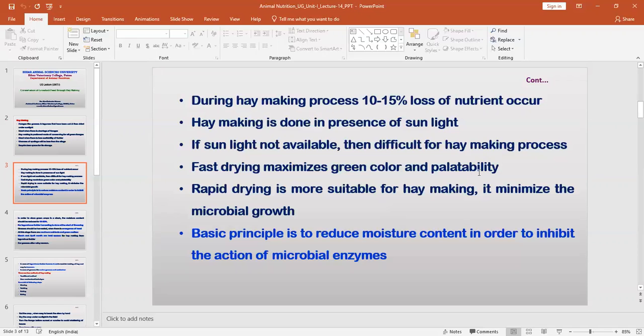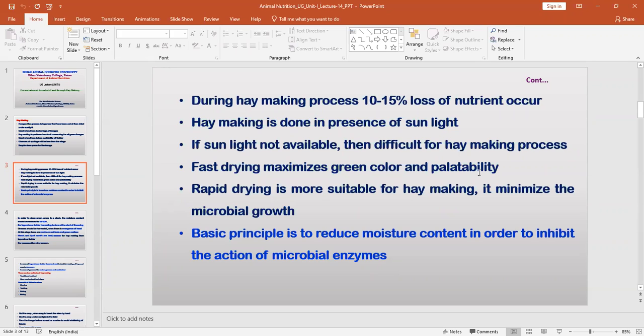If sunlight is not available, then it is very difficult to make hay and conserve green fodder through hay making. So sunlight is very important for making hay, for proper drying of the green fodder, and for maintaining proper quality and color. Good color hay will be more palatable, and rapid drying is more suitable for hay making.